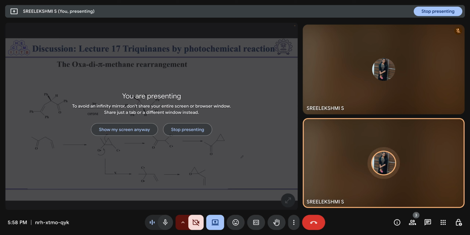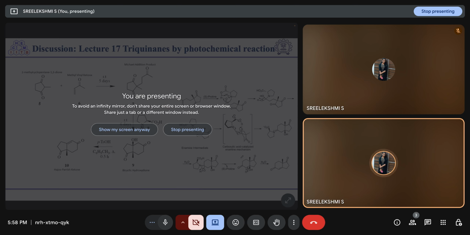So now we will see the mechanism of the reaction which we saw. So this is Robinson annulation reaction. This we have already seen about Hajos-Parrish ketone. So this is methyl cyclopentane-1,3-dione and methyl vinyl ketone, RT, 5 days. This Michael addition will happen to give this product.